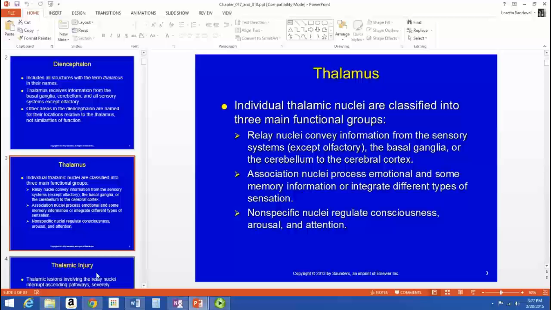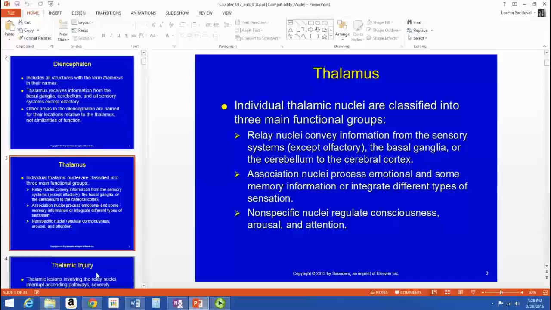The association nuclei process emotional and some memory information, or they integrate different types of sensations. So they go, okay, I'm seeing a lot of light, I'm feeling heat, things are flashing. Wait, it might be fire. Let's tell the brain about this right away. So it integrates that information and sends the whole package up to the cerebrum. So the association nuclei do that. They associate the different types of sensation and memory information and emotional information.